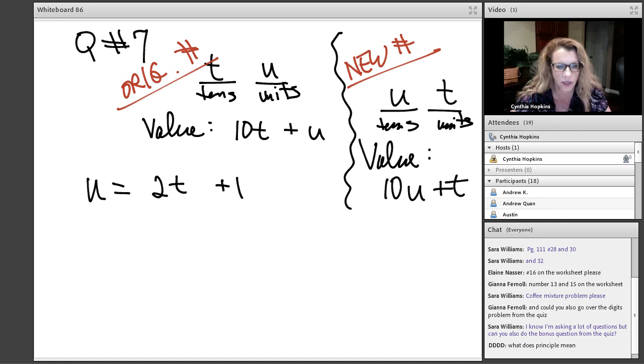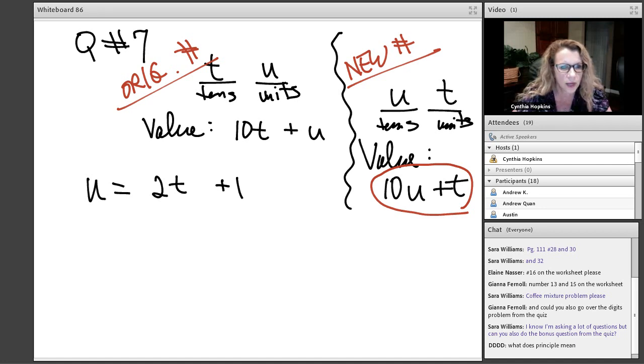Okay, so there's one equation, but it has a u and a t in it. So I can't solve one equation for 2 variables. So that's why there's another equation coming. It says when the digits are reversed, the new number is. So this is imperative you understand this. When they say the new number is, they mean the value of the new number is.